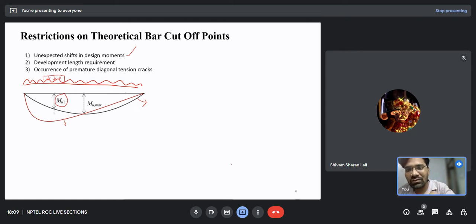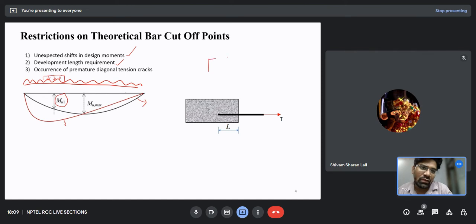And the second reason for this restriction is the development length. Suppose in the beam I am cutting my bar directly from this section, then to resist this Mu1, there should be some development length, that is the bar should be embedded up to a certain distance, so that there is some bonding between the concrete and reinforcement, and that bonding would ensure that these bars are able to resist the Mu1 moment.